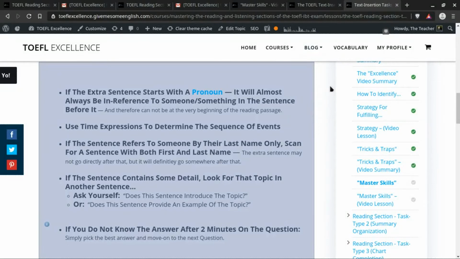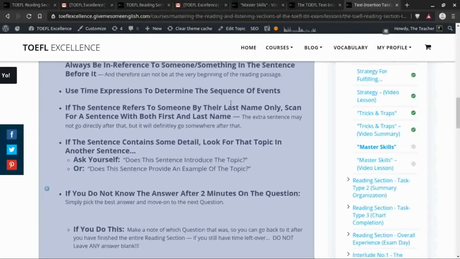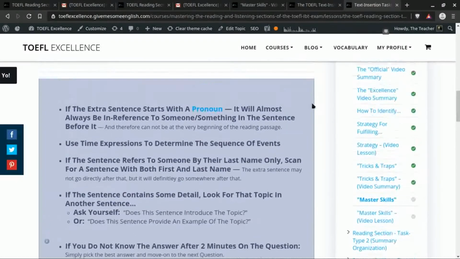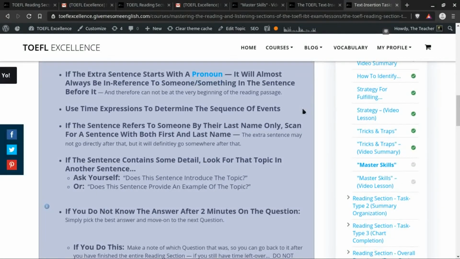So you remember from the examples in the previous video that one of the boxes where you could put the extra sentence was actually at the very beginning of the small reading passage. So if the extra sentence starts with a pronoun, it will definitely not go in that first place. It will always have to be after another sentence. Using time expressions to determine the sequence of events. Okay, so that's really not necessarily a master skill. That's actually just a skill that you need to have for this, but it can be used as a master skill.